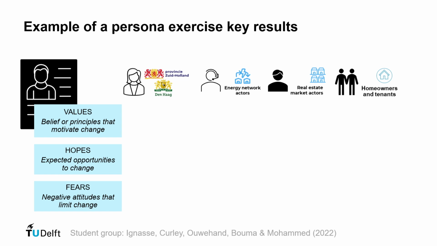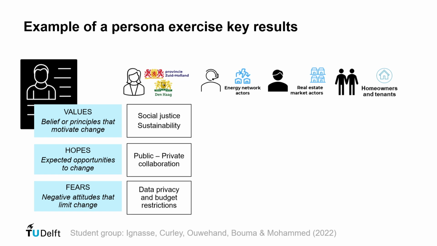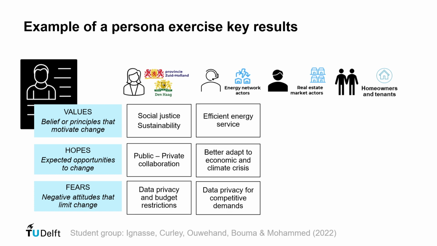By grouping the actors into 4 personas, government actors, real estate market, energy networks, and homeowners and tenants, we identify their values. For example, for the government persona, values are about social justice and sustainability, hopes are about public-private collaboration, and fears about data privacy and budget restrictions. For energy network actors, values are about efficient energy services, hopes are to better adapt to the economic and climate crisis, and fears are about data privacy for competitive demands.